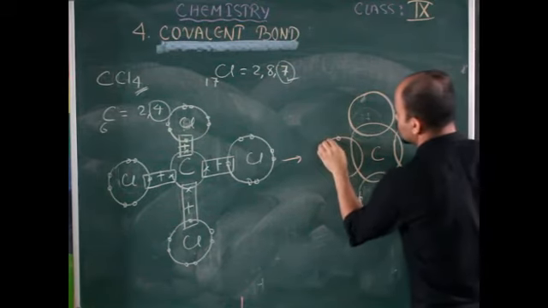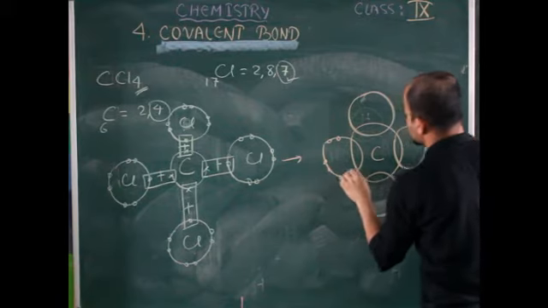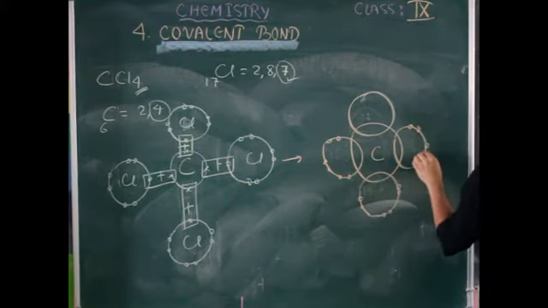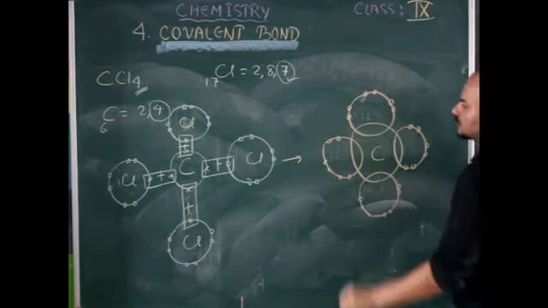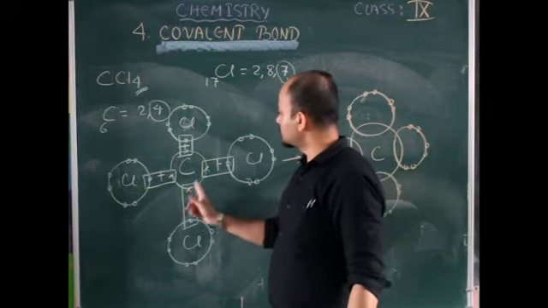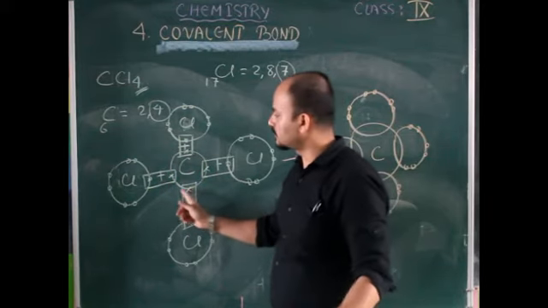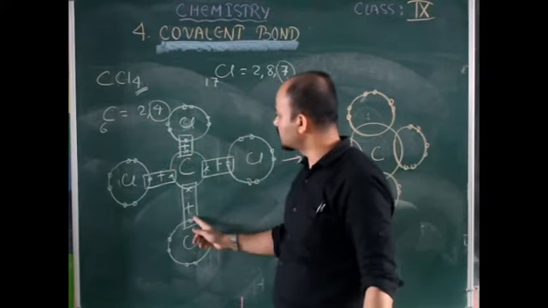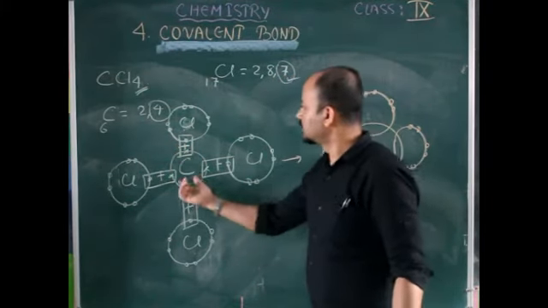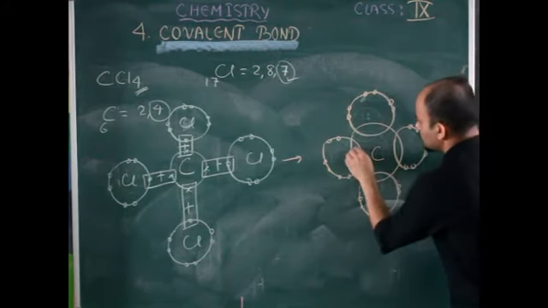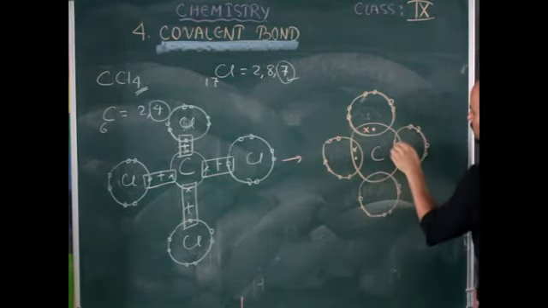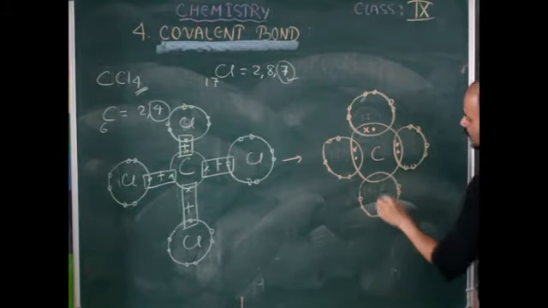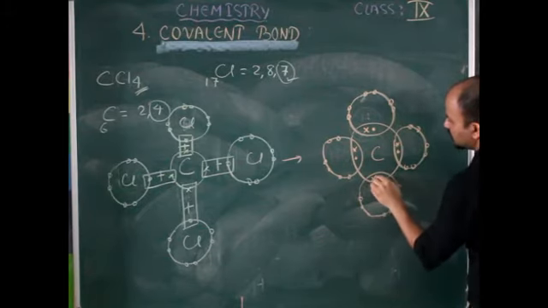So please remember this: 1, 2, 3, 4, 5, 6 lone electrons on each chlorine. Now, all the valence electrons of carbon and 1 electron of each chlorine are being shared with carbon. Yes or no? Therefore, these electrons have to be written in between. 1 electron of carbon and 1 electron of chlorine, for each of the four bonds.